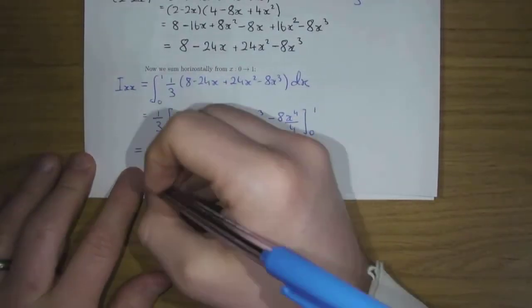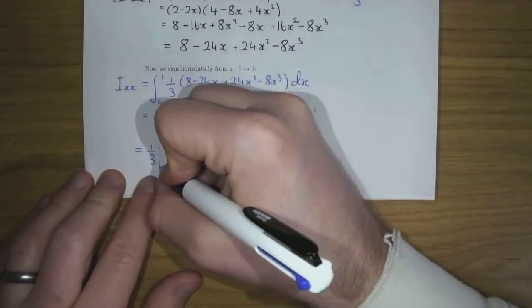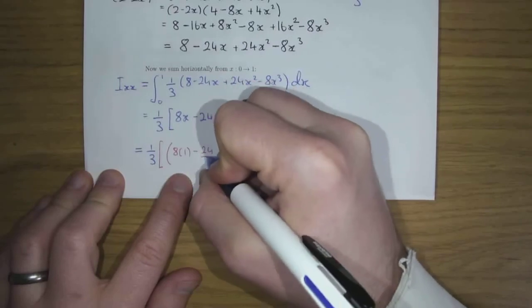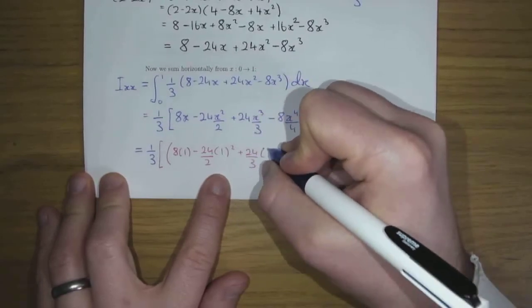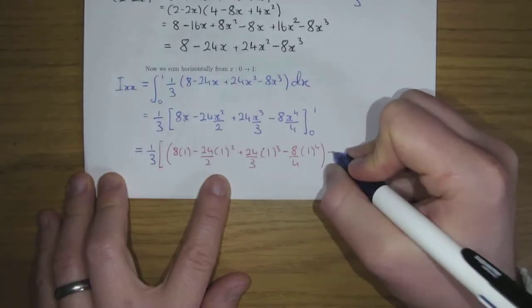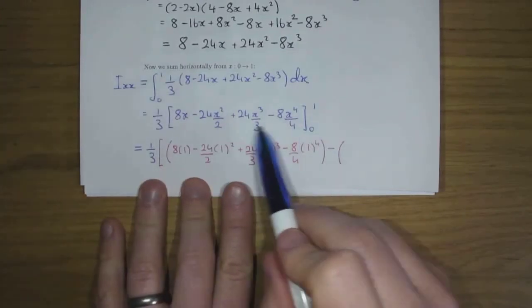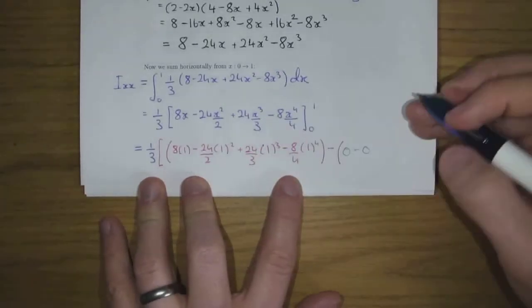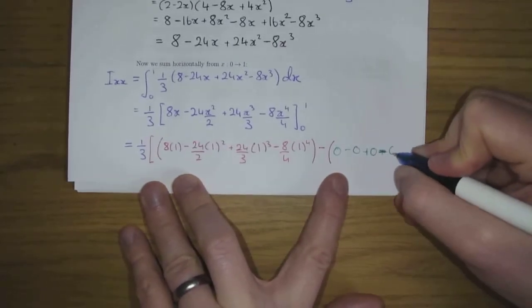And now we do top limit minus bottom limit. Now I will just use all red here. So substitute in top limit. 8 by 1 minus 24 over 2 by 1 squared plus 24 over 3 by 1 cubed minus 8 over 4 by 1 to the 4. Take away, substitute in the 0. But look what happens when you substitute in the 0. 8 by 0 is 0. Minus 24 over 2 by 0 squared is 0. Plus 24 over 3 by 0 cubed is 0. Minus 8 over 4 by 0 to the 4 is just minus 0. So that doesn't contribute anything.